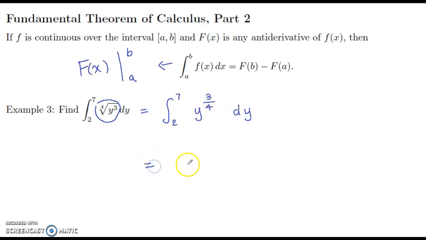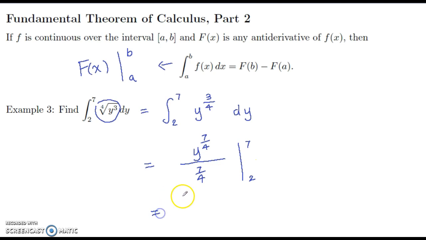So using the power rule of antiderivative, it is y to the power increased by 1. So 3/4 plus 1 is 7/4. And you divide it by the same power, 7/4. And then you evaluate at 7 and then you subtract it at 2.